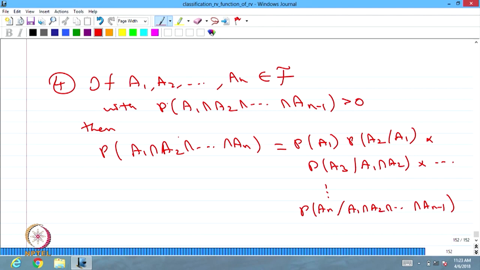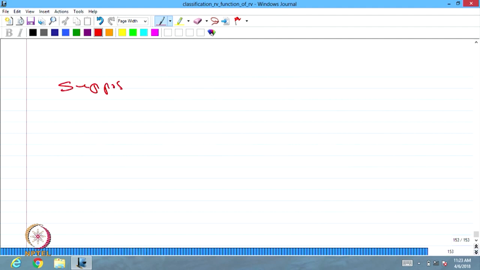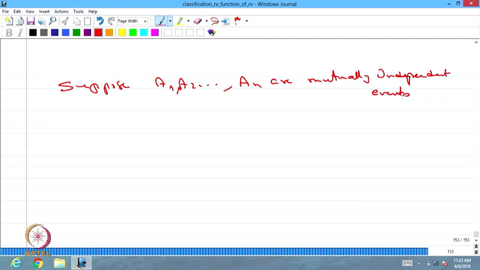Now, suppose these events are mutually independent, then the result is going to be simplified as follows. Suppose A1, A2, up to An are mutually independent events, all belonging to F. Then we retain the other condition, that the probability of the intersection of n minus 1 events is greater than 0. We are keeping that in.